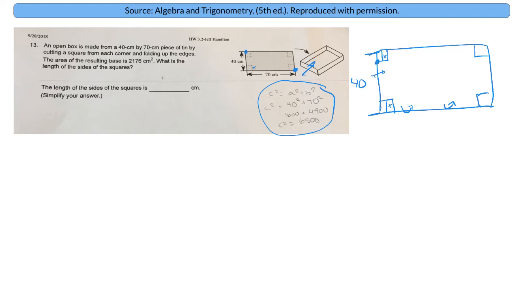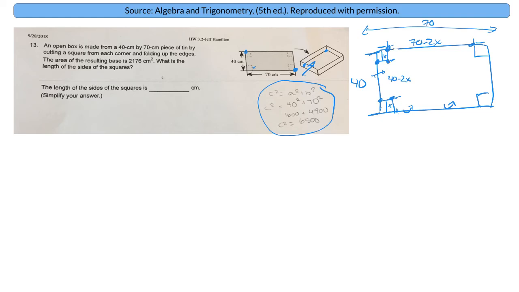So the distance from here to there, or really more what I want, from here to here, is going to be the whole 40, take away those two x's. It's from here to here. So the distance from there to there is going to be the whole 40 minus those two x's. Now similarly, if you want to know the distance from there to there, it'll be the whole distance, which is 70, minus those two x's again. So from there to there, 70 minus 2x. And that's the distance that I'm wanting inside that box.